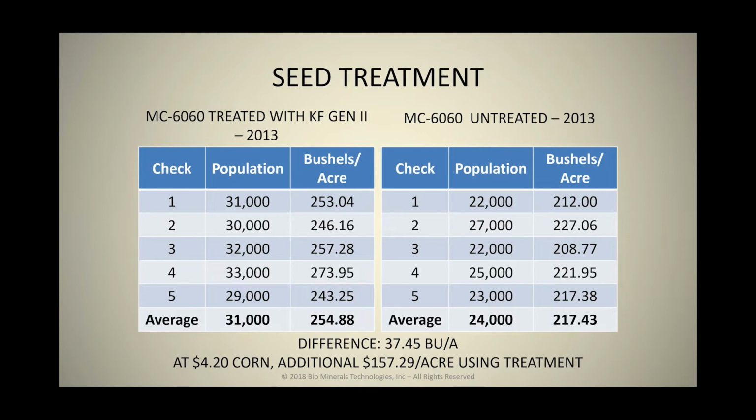On the untreated side, same seed and same fields, we had 22,000 surviving plants, 27, 22, 25, and 23,000. So we averaged 24,000 plants. 7,000 fewer plants survived per acre. Average yield of 217, a difference of 37 bushel. At $4.20 corn, there's a $157 difference. This product costs about $10.